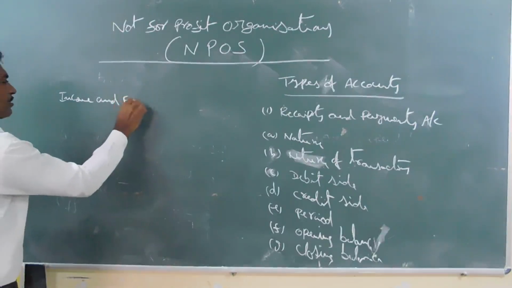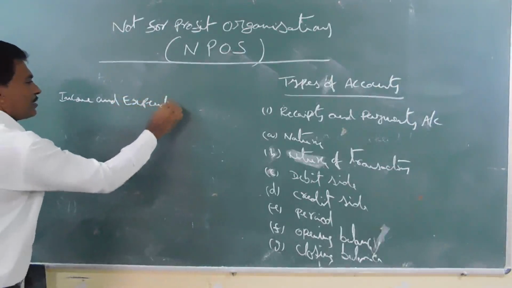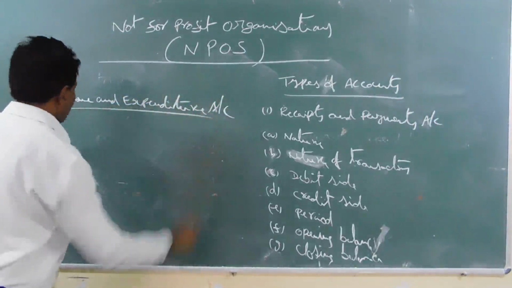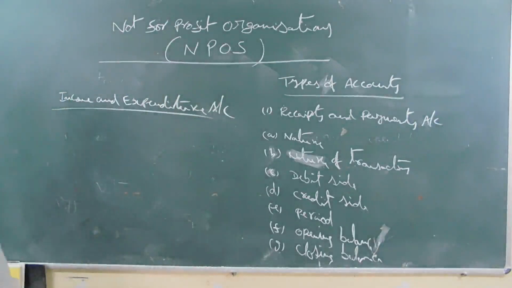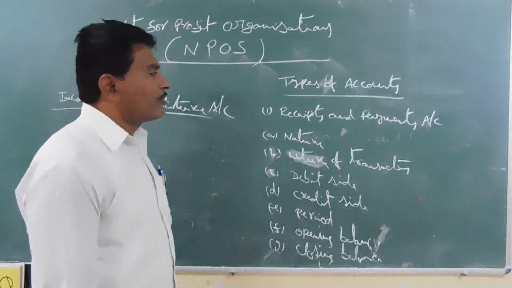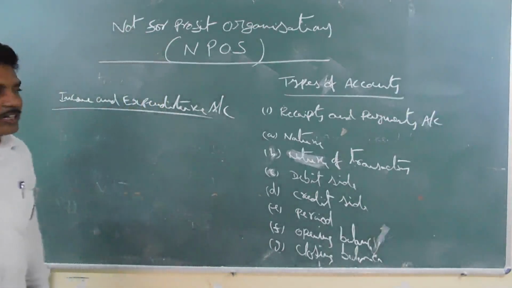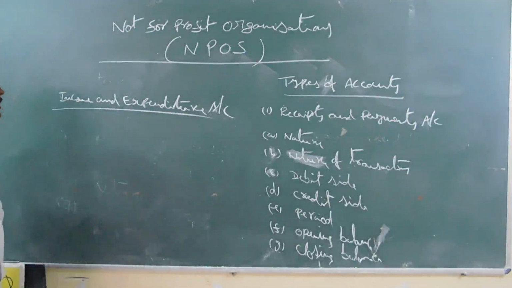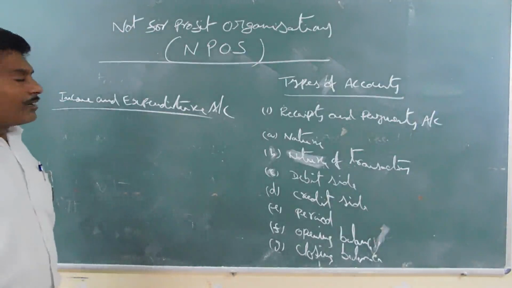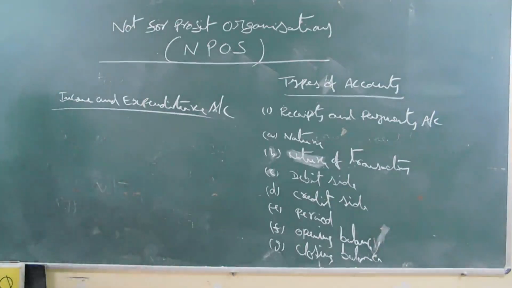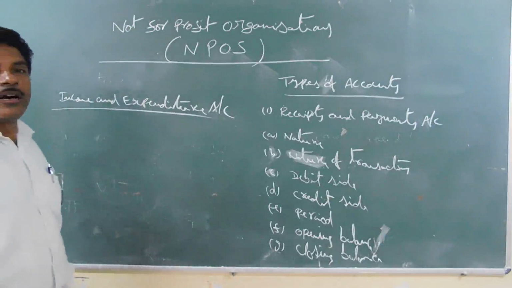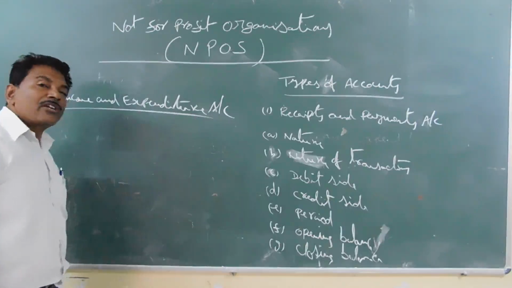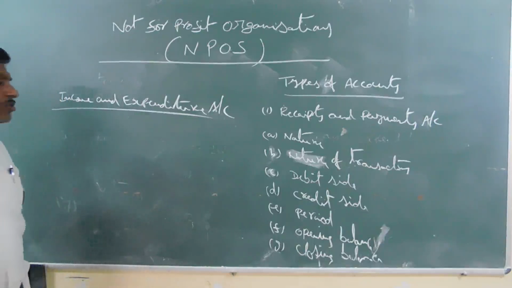Income and expenditure account. Income and expenditure account is also one of the accounts to be prepared by the NPOs at the end of the year. It is just like a profit and loss account. It is generally a nominal account. So it shows expenses and incomes relating to the current year only. So expenses are shown on the debit side, whereas incomes are shown on the credit side.